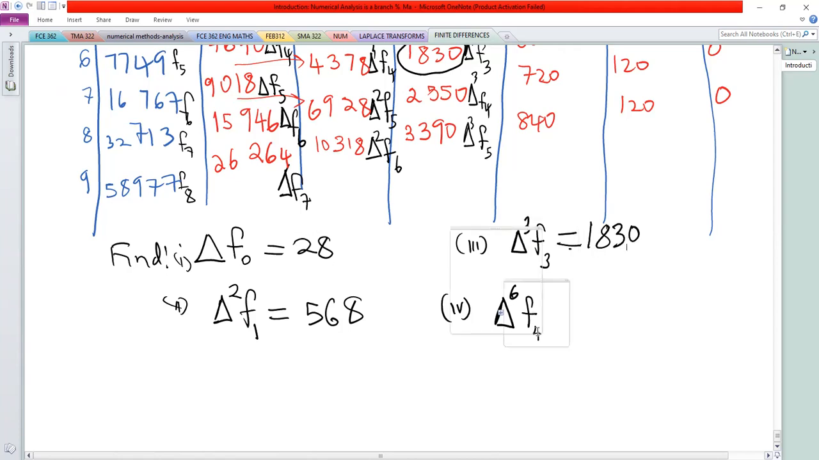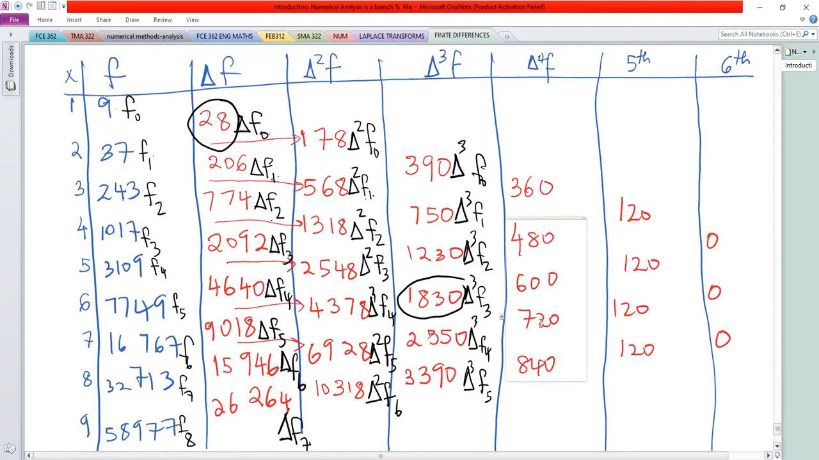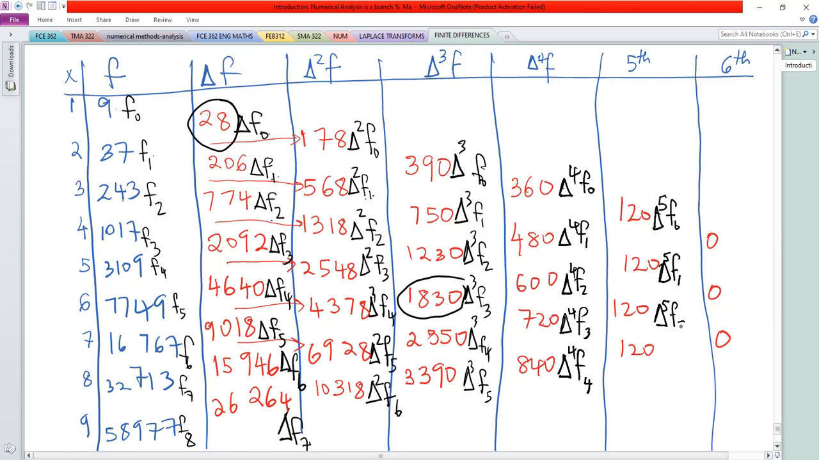Now, sixth difference of F4. Remember, you can actually just label all these ones. So this will be fourth F0, this will be fourth F1, fourth F2, fourth F3, fourth F4. And this will be fifth F0, fifth F1, fifth F2, and then fifth difference, F3. And this will be sixth F0, sixth F1, sixth F2. Now, these are the values we have according to what we have in the table.